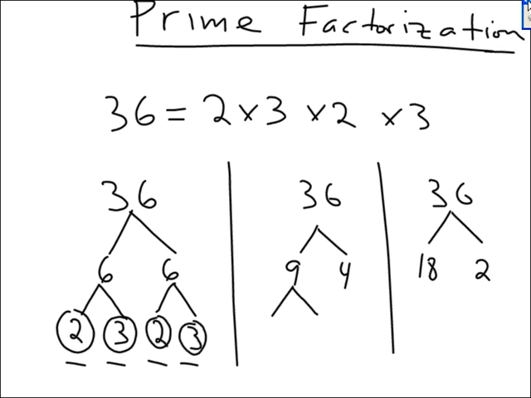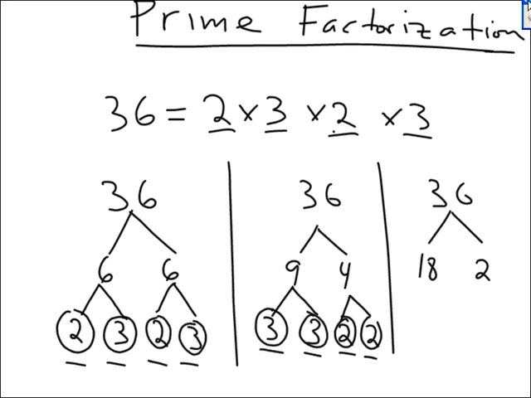9 can be broken down. 3 times 3. And the 3's are prime. 4 can be broken down. 2 times 2. And those are prime. And once again, we have two 3's and two 2's.